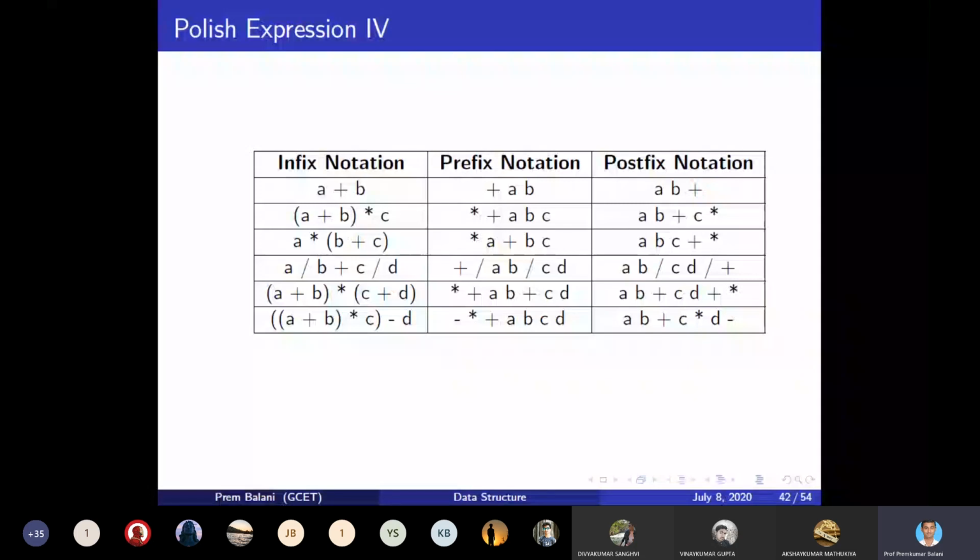From an exam point of view, you may be asked, not maybe, you will be, because in most papers these questions are there regarding converting infix notation to prefix or postfix, and the reverse can also be asked. You may also be asked to convert postfix notation to infix notation, or prefix notation to infix notation, or postfix notation to prefix and prefix to postfix. So in such a way many combinations are possible.